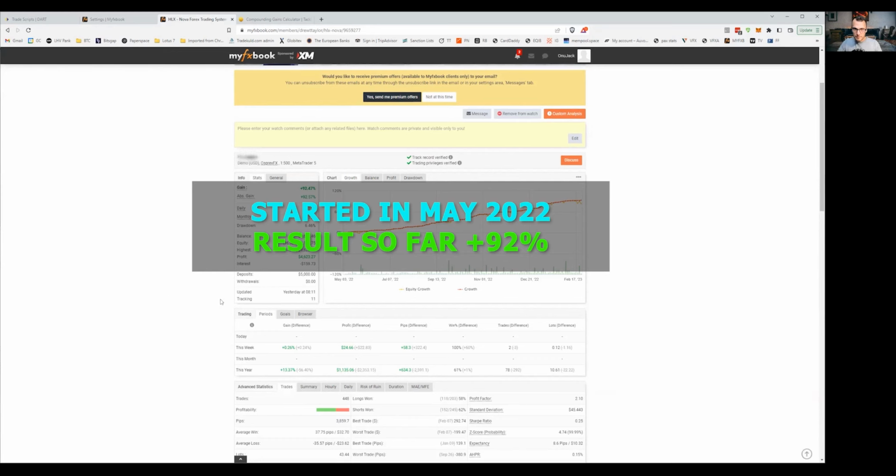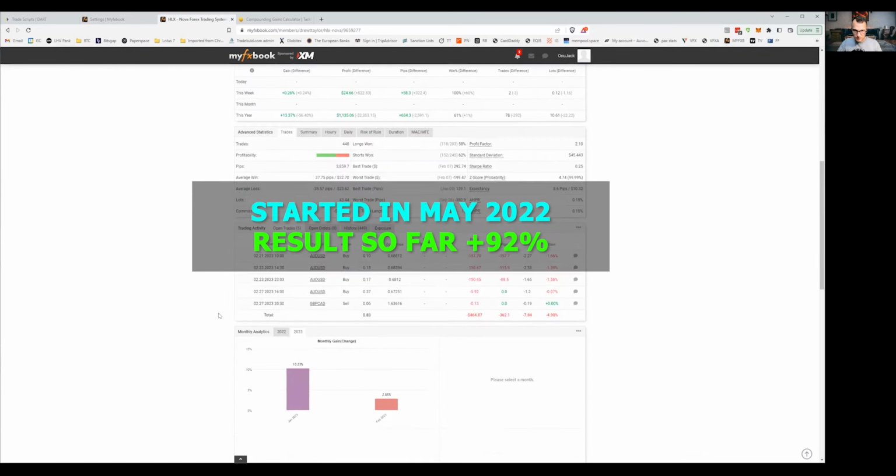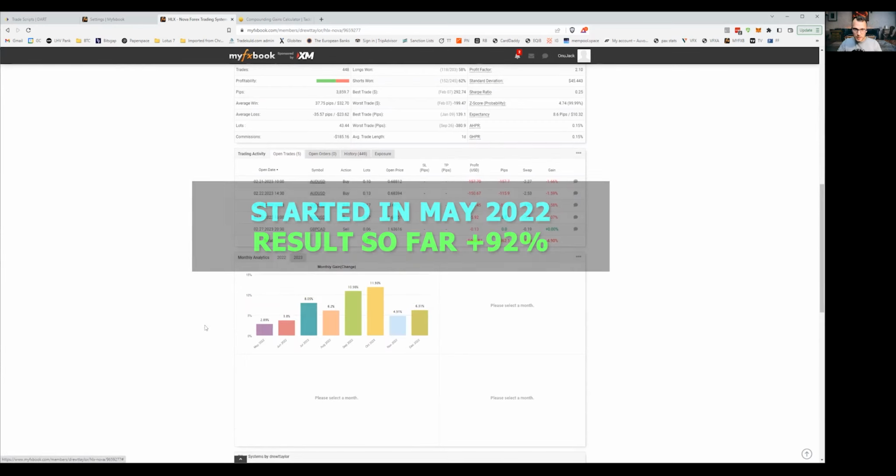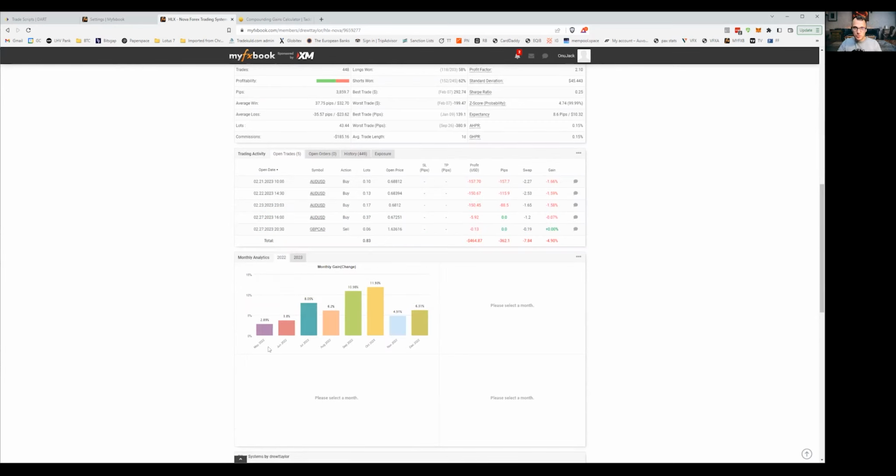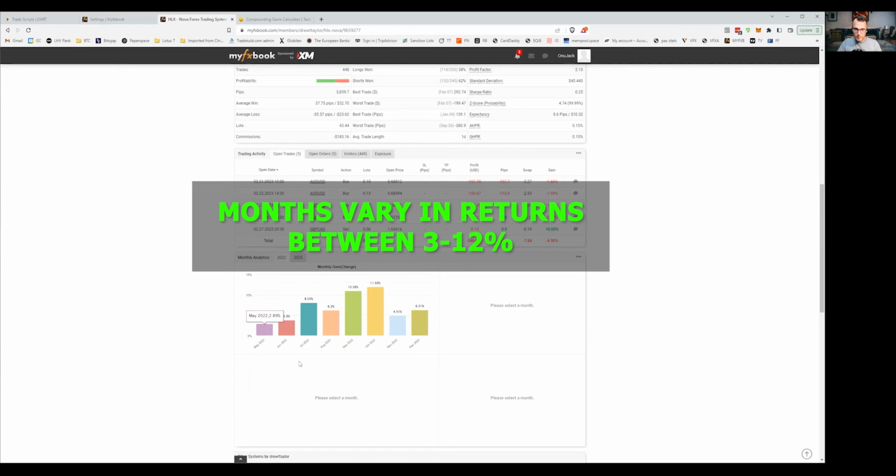Now I'm going to show you another Cratos account that has been running since last May. So from last May, another Cratos account has done around 92% profit. Now bear in mind, this is a demo account, and you can see the monthly returns. The monthly returns are between 2.9% and around 12%. So you can see it's going up and down, up and down.